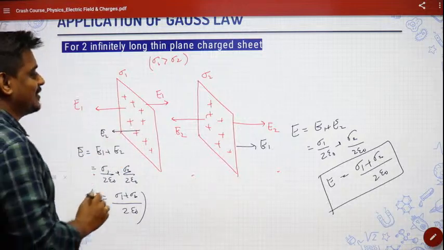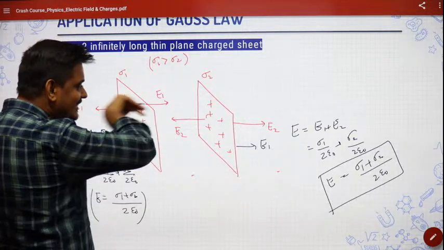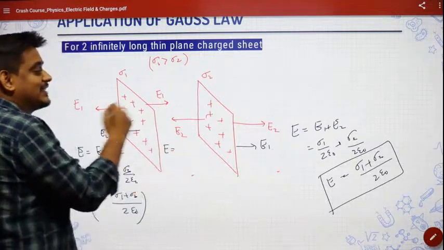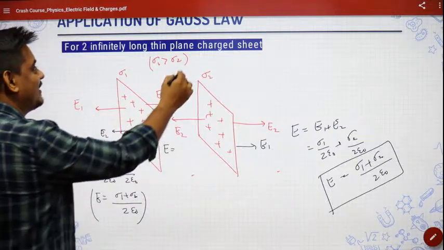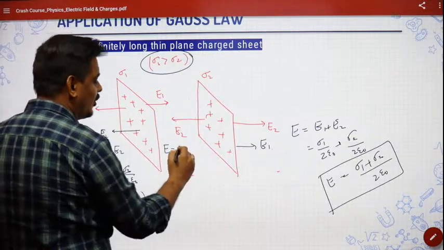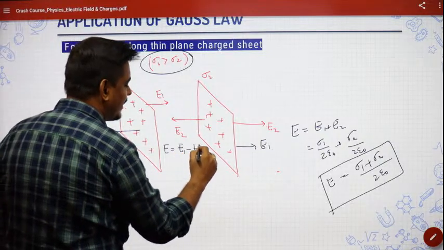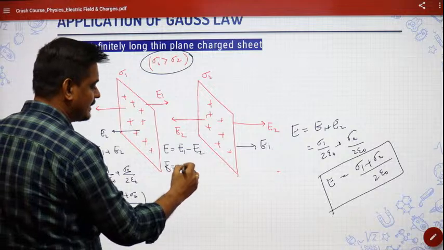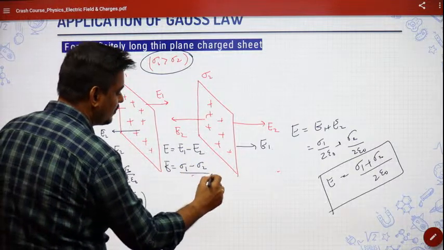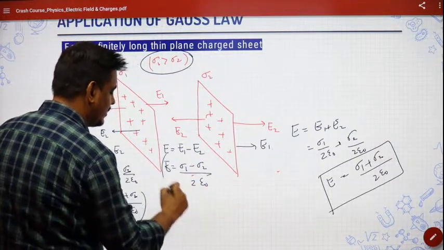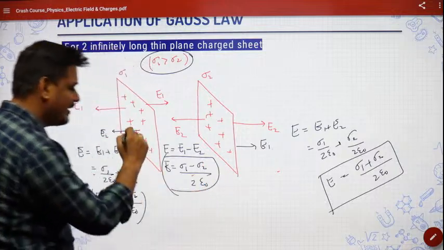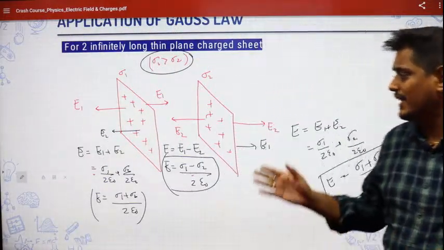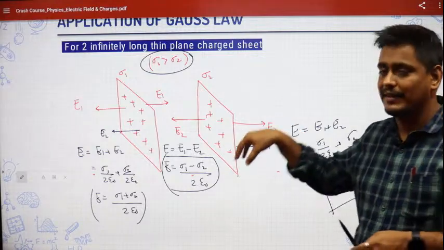In the center it's very important. So now even on this side, E2 is this side, net field will be where, whether it will be E1 minus E2 or E2 minus E1. Very simple. I have given the condition here, sigma 1 is more than sigma 2. So obviously E1 will be more than E2, net electric field will be E1 minus E2. So E will be equal to, what is E1? Sigma 1 minus sigma 2 by 2 epsilon naught. This is the value of electric field due to two infinitely charged sheets between them.